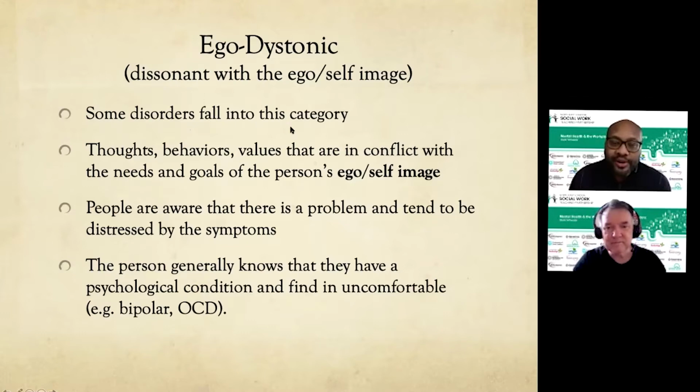So some disorders fall into this category. The thoughts, behaviors, and values that someone may experience are in conflict with the needs and goals of the person's ego or self-image. So they really do feel ambivalence. You might see that in substance misuse. Someone might really want to stop using substances. They know that it's ruining their lives, that it's affecting them negatively, affecting their children. It doesn't fit in with what they want, but they can't, and thus we have the addiction.